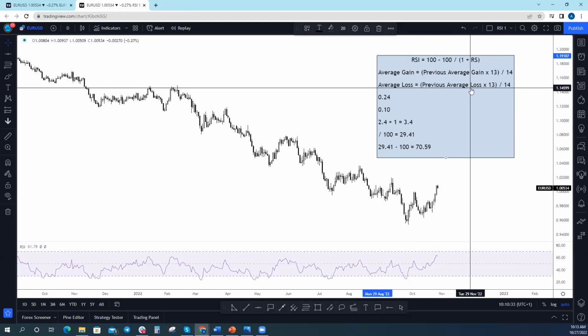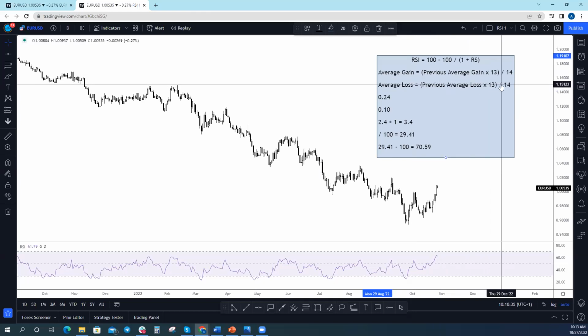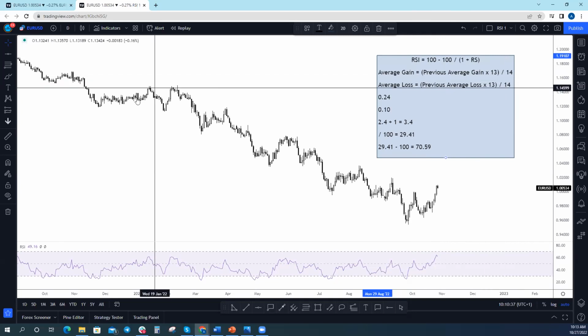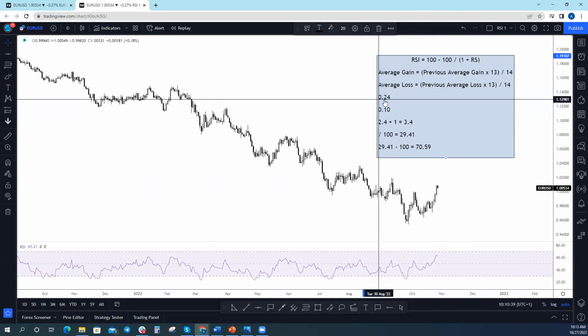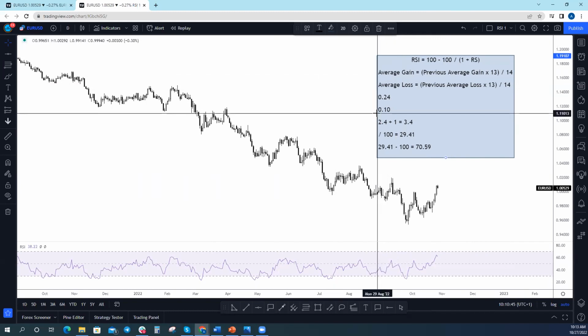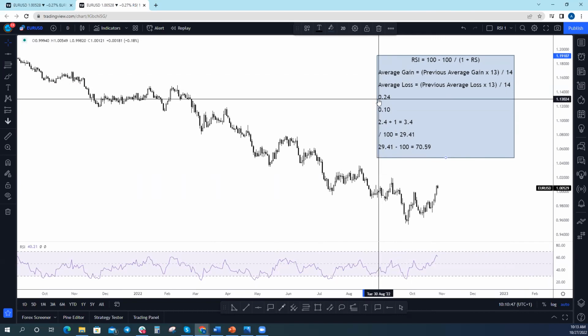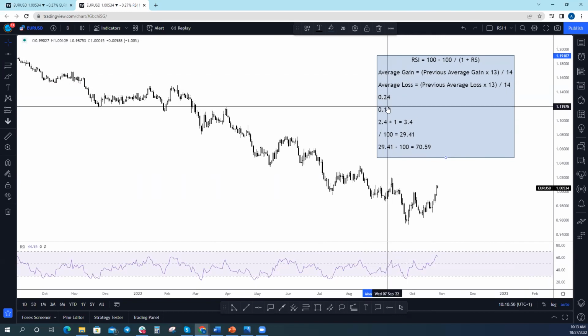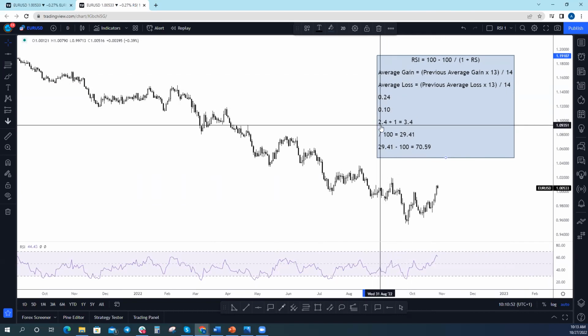You can do the same: previous average loss, multiplied by 13, divided by 14. Now, an example here, as you can see. Let's imagine our average gain is 0.24 and our average loss is 0.1. Okay, this is percentages. Now, if we divide these two, we arrive at 2.4.